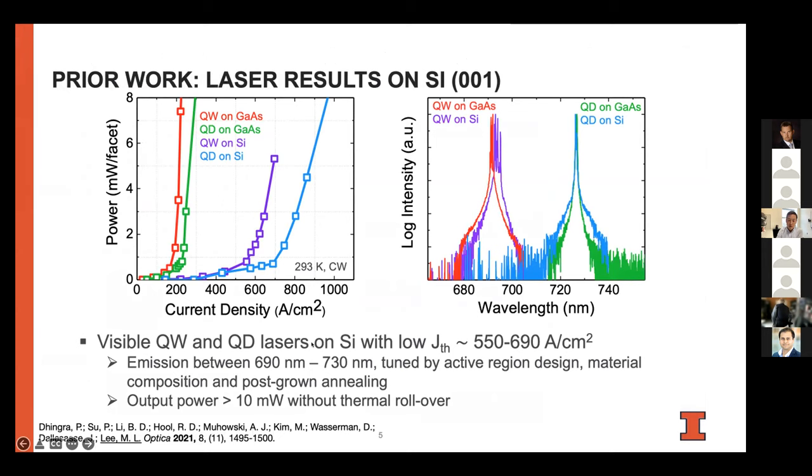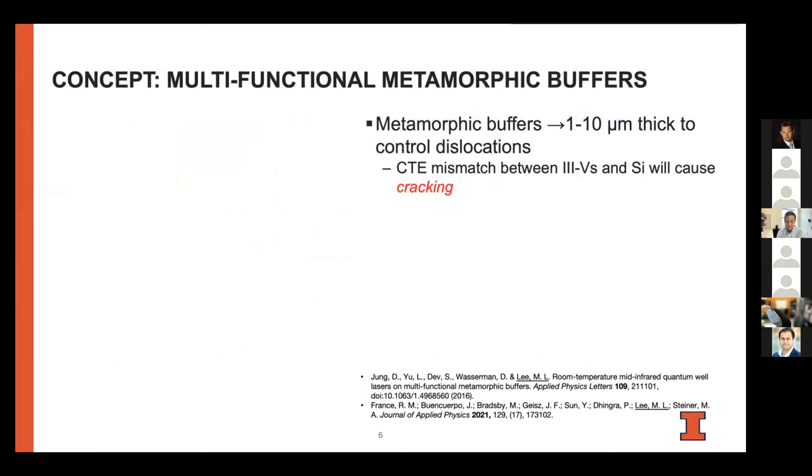So what new ideas can we pursue based upon some of this expertise? I want to talk about a long-standing challenge in our field of growing III-Vs on silicon. Of course, GaAs on silicon is quite challenging, but indium phosphide on silicon is even more challenging, okay?